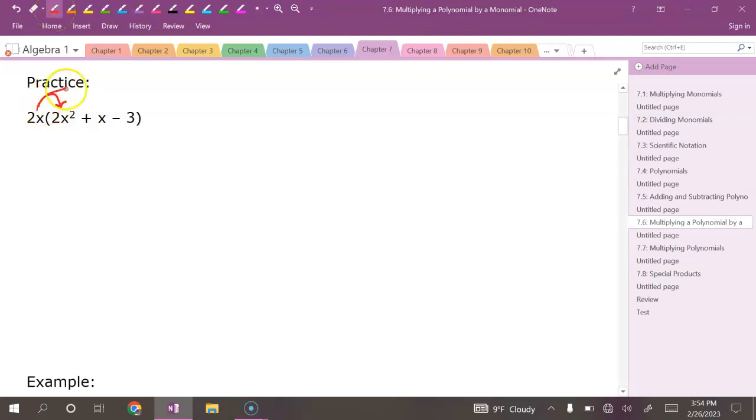So I'm going to distribute this 2x through here. And so I should have had 4x to the third plus 2x squared, and then minus 6x.